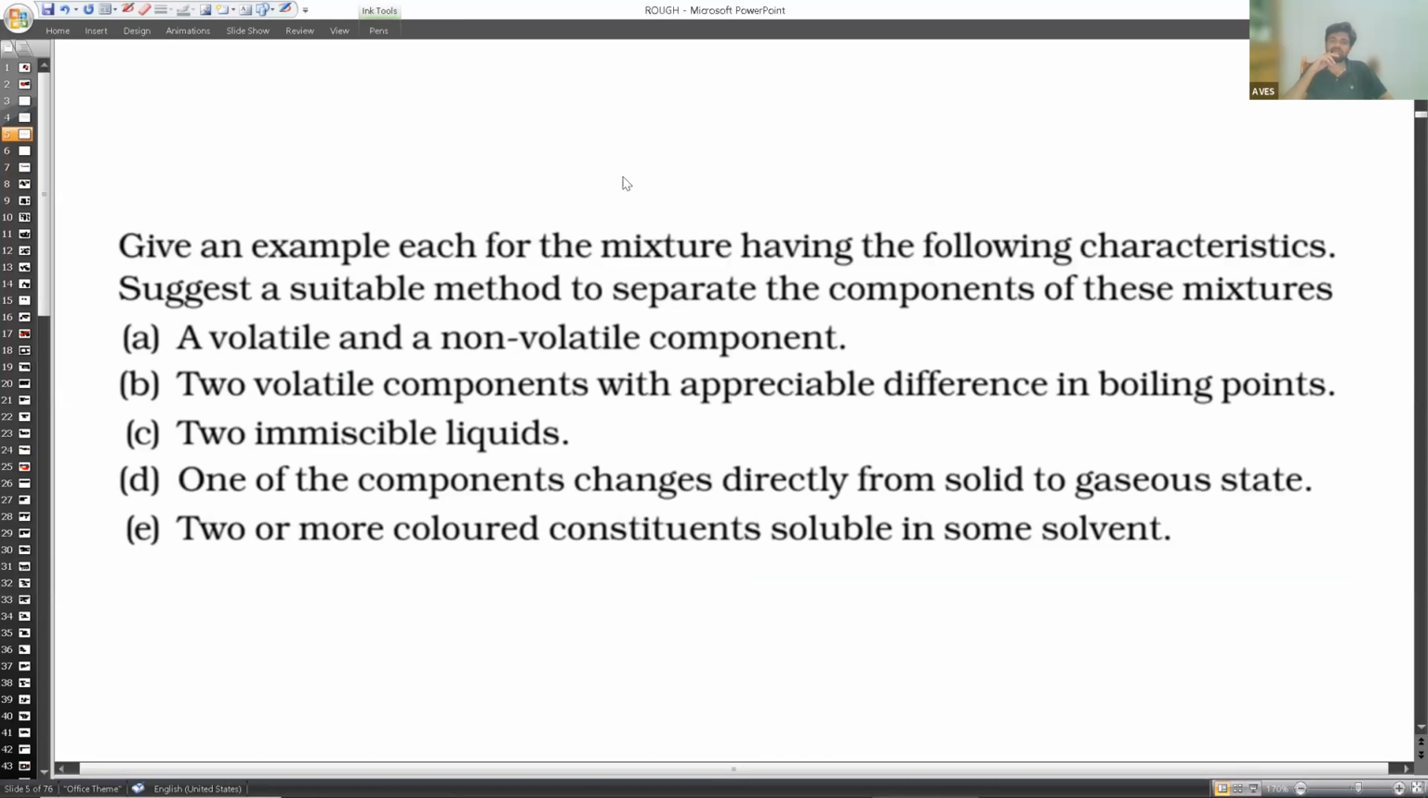Give an example for mixtures having the following characteristics and suggest a suitable method to separate them. We are not asking for the separation because separation is not in our syllabus. A volatile and a non-volatile compound. You have to answer what are volatile compounds and what are non-volatile.